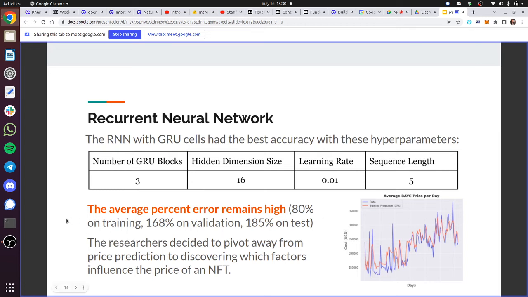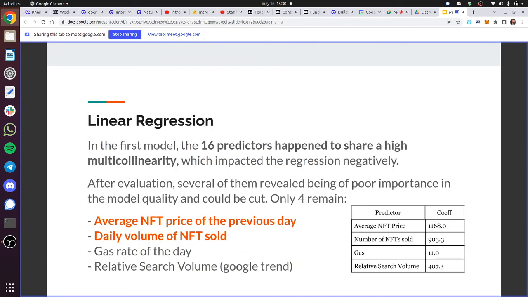So the researchers decided to pivot away from price prediction and look for which factors influence the price of an NFT instead. And this is how they used linear regression. So at the beginning, the model had 16 predictors, which happened to be very correlated to each other. They were sharing a high multicollinearity, which impacted the regression negatively.